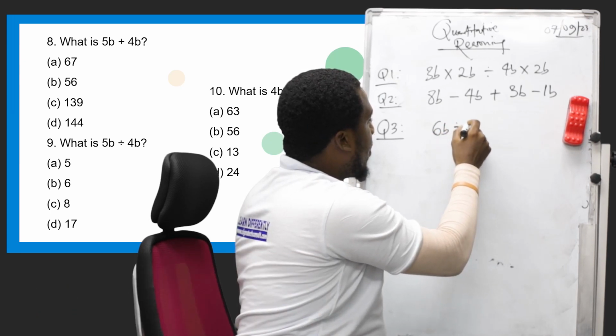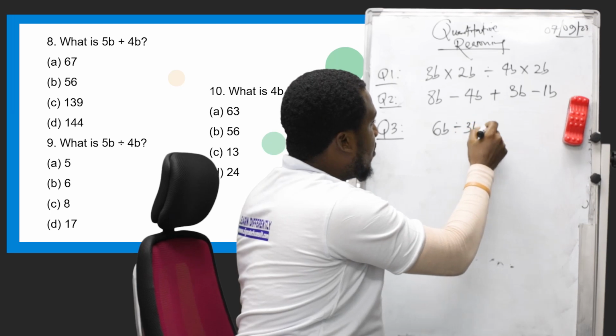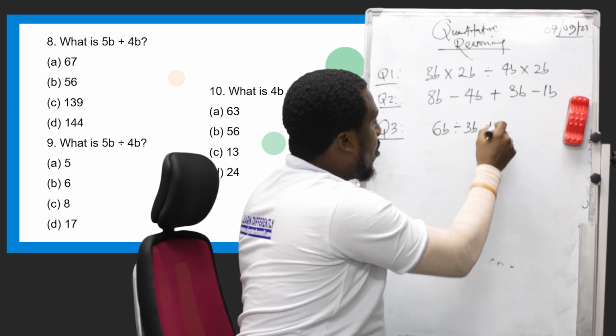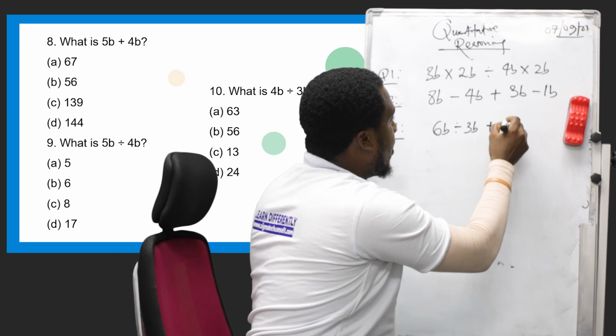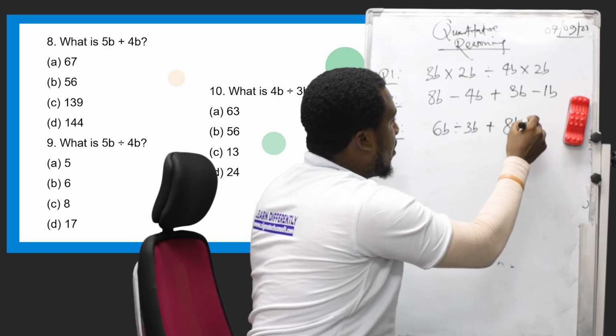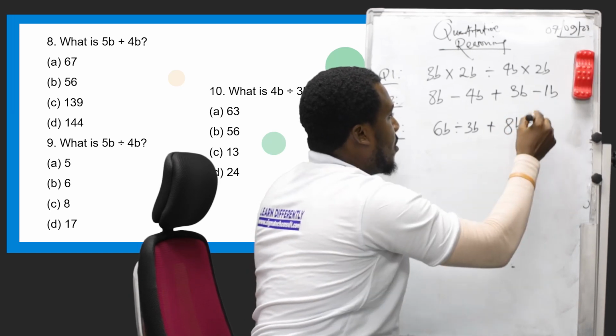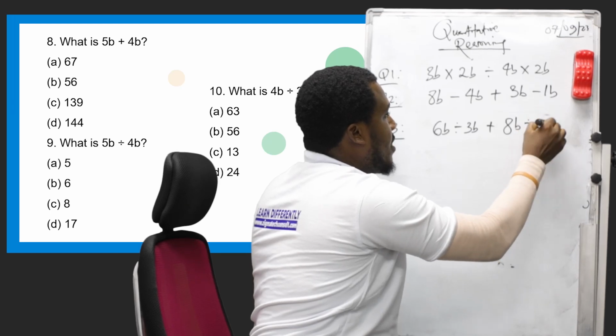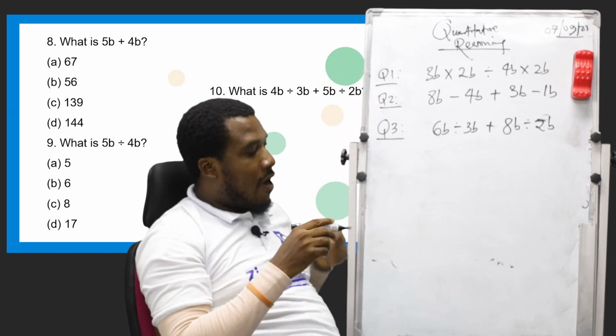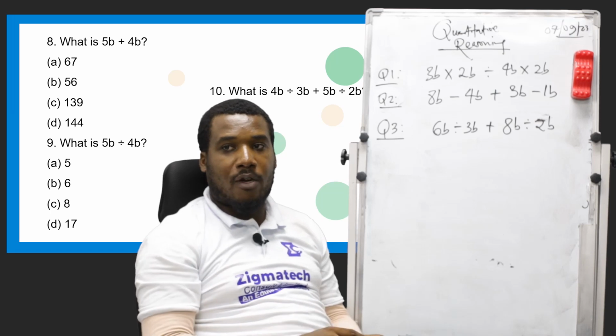divided by 3b plus 8b divided by 2b. So interestingly, we have a similar question to the last question we have on the board.